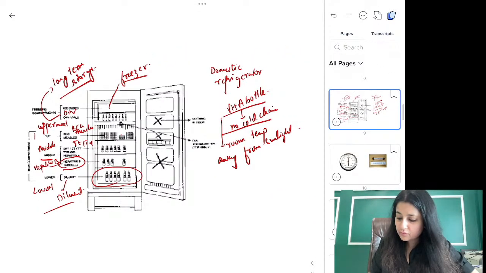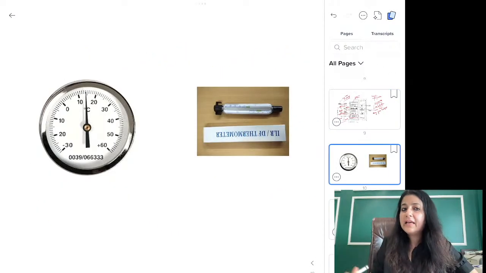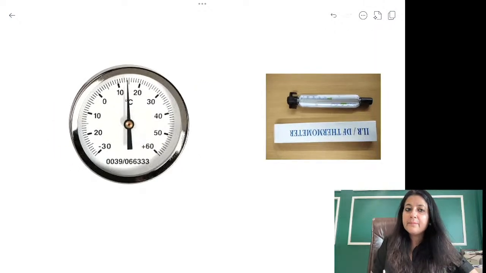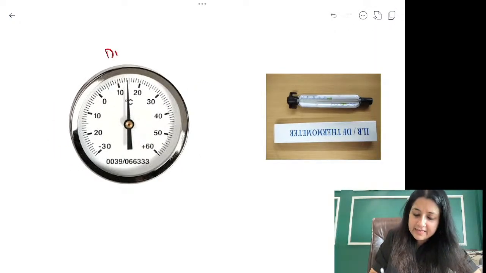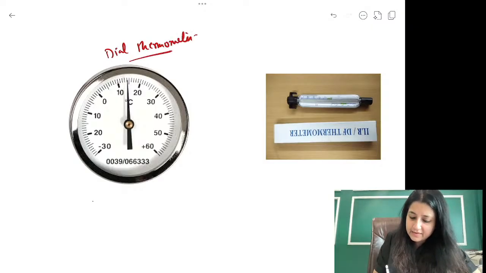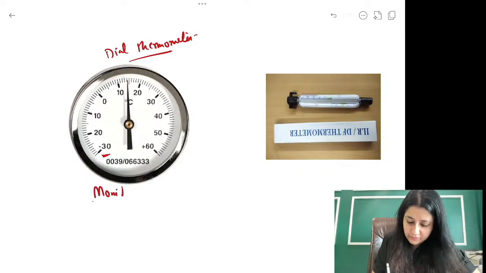I'm just going to show you a couple of images. You're going to label them as quickly as possible. This one on the left is the dial thermometer. The dial thermometer is used to monitor the temperature of the ILR. It has readings on both minus and plus sides. And this is based on the principle of thermocouple.